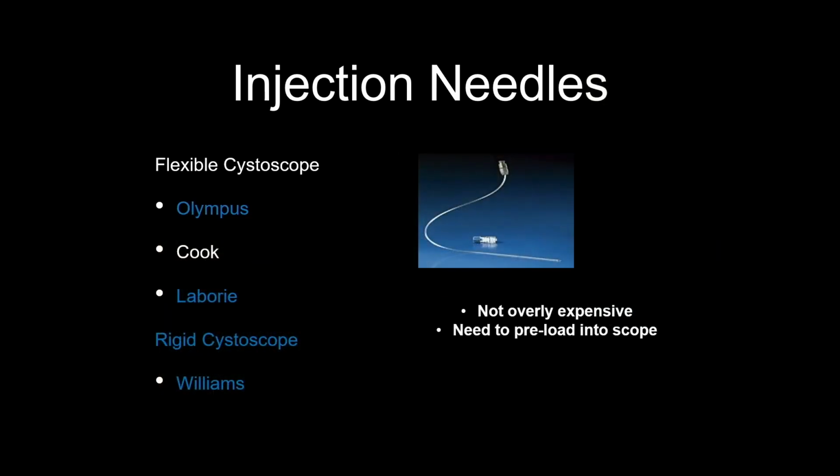So the Cook needle, this may be the cheapest of the flexible needles. You do have to preload it with the cap on it, then take the cap off and bring it just to the edge of the flexible scope. So you have to be careful to protect yourself.